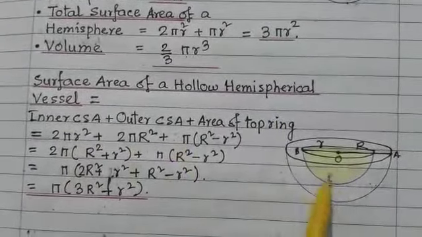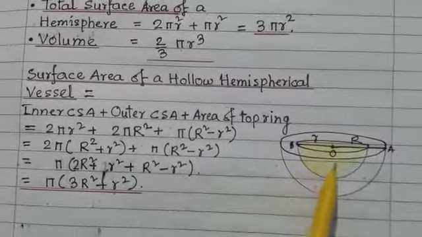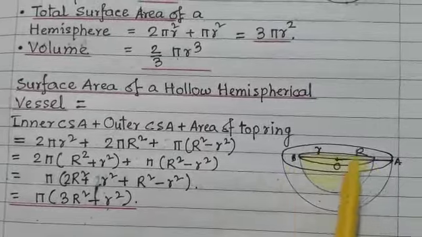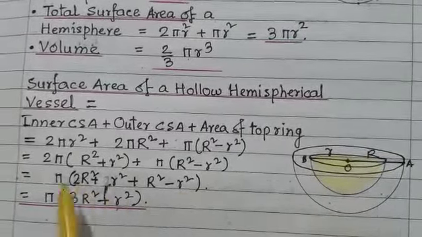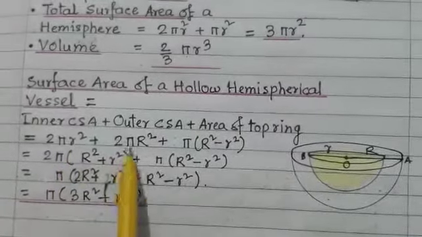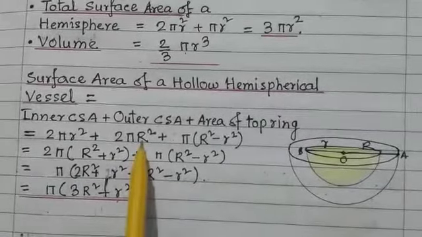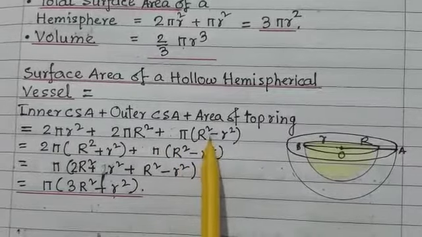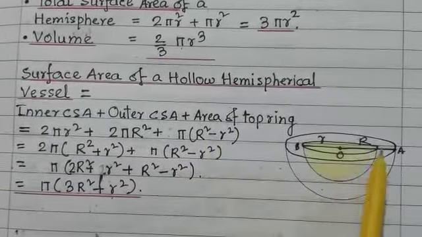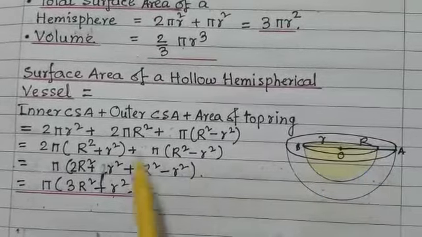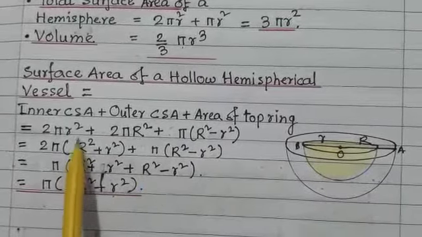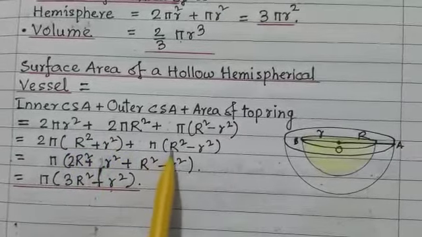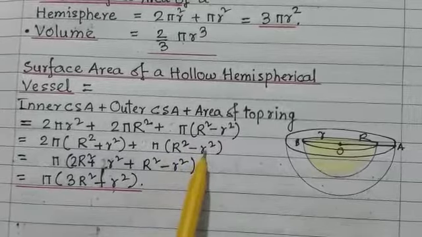Next is the surface area of the hollow hemispherical part. That is the inner surface area, outer curved surface area, and the area of this circular ring. Okay. So 2 pi r square plus 2 pi capital R square, meaning outer radius, plus pi into R square minus r square, that is the area of this ring. So 2 pi is common, it is capital R square plus small r square, plus pi into capital R square minus small r square.